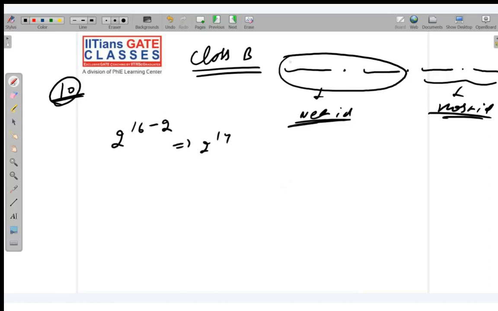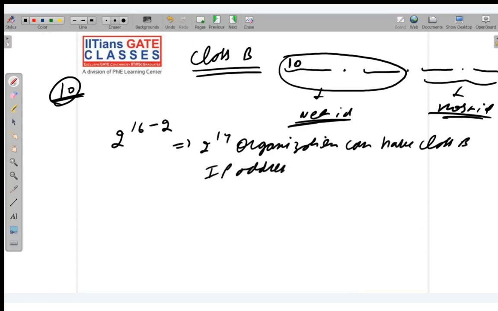Here 1 and 0, these are fixed, so only 14 bits can move. So that means 2 power 14 organizations can be given class B IP addresses. Okay, and how many hosts? I will tell you, step by step we will go. So 2 power 14 organizations can have class B IP addresses.